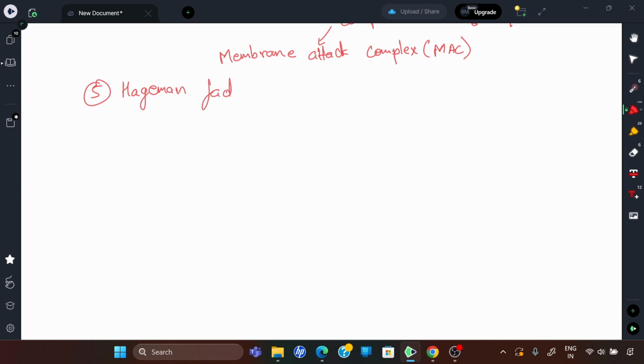Again, Hageman factor is something which is pro-inflammatory, right? It is present in an inactive state, and it is activated when it is exposed. Whenever there is exposure to subendothelial or tissue collagen, the Hageman factor will get activated. After activation, it will activate some systems, and the main systems activated are the coagulation system and the fibrinolytic system, right?